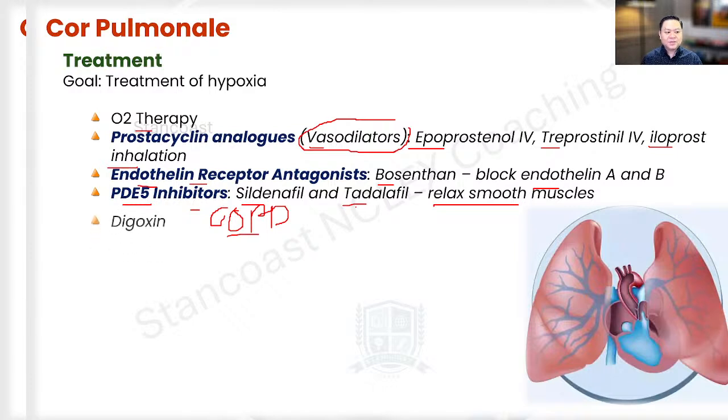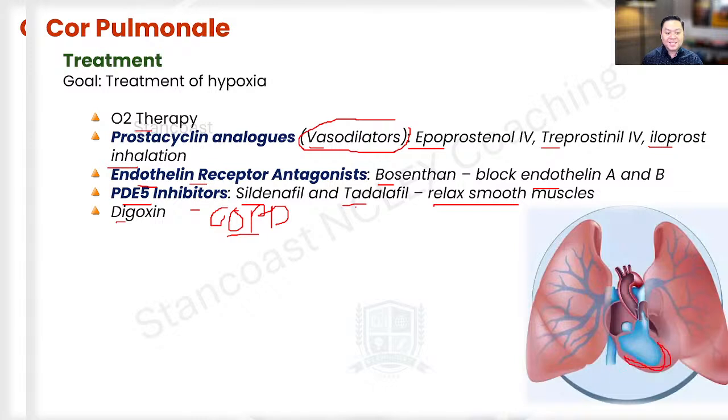Now let's talk about digoxin. I hope that you still remember what this medication is. Well, this is a cardiac glycoside, and it is one of the medications used for a patient with congestive heart failure. The patient here will really get the benefit because the medication will strengthen the force of the contraction in the right ventricle right here.